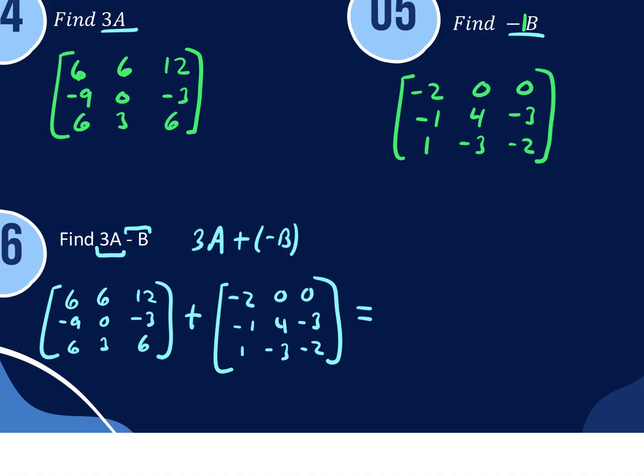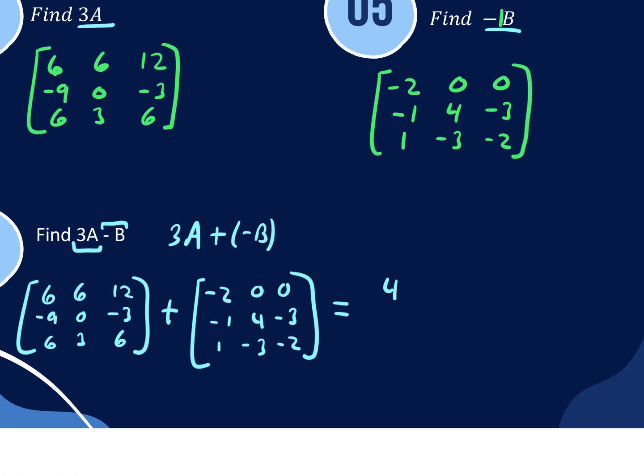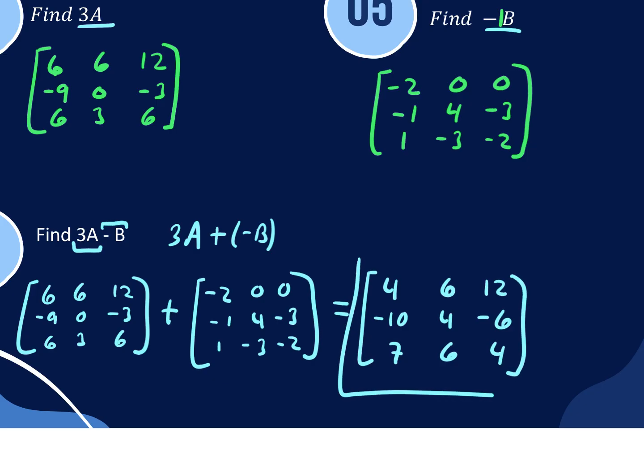All right, so 6 plus negative 2 is 4. 6 plus 0 is 6. 12 plus 0 is 12. Negative 9 plus negative 1 is negative 10. 0 plus 4 is 4. Negative 3 plus negative 3 is negative 6. And then the last row, we end up with a 7, a 6, and a 4. And so this would be the answer to find 3A minus B, right? We get this matrix right here.